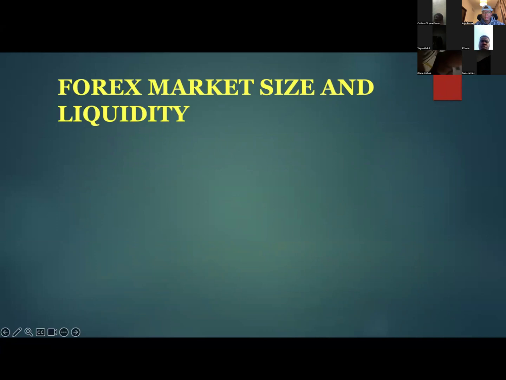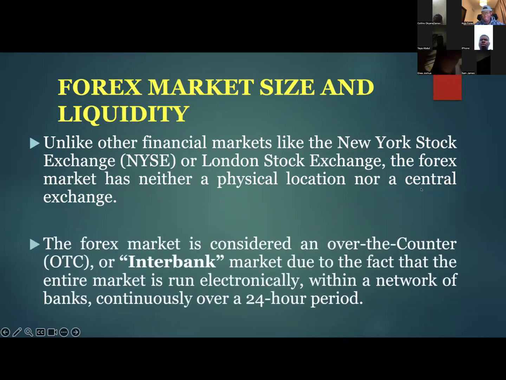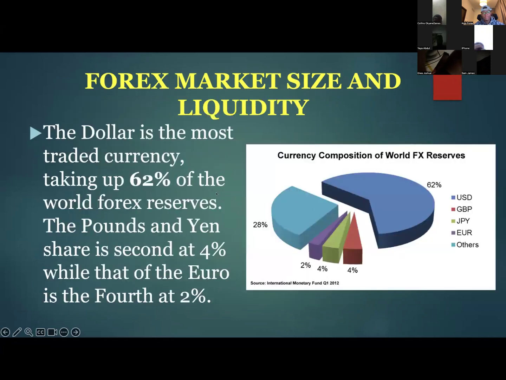Forex market and liquidity. Unlike other financial markets like the New York Stock Exchange or London, the forex market has no physical location. I think I explained this already. The forex market is considered over the counter, we talked about this already, and it's open 24 hours, literally 5 days a week. This is a composition of the most traded currencies. The dollar is the most traded currency. You can see the percentage share in the pie chart of how many people trade the dollar, the USD, on a daily basis. It's followed by the Great Britain pound, which is 4%, equal to the Japanese yen, the euro, and then the others.